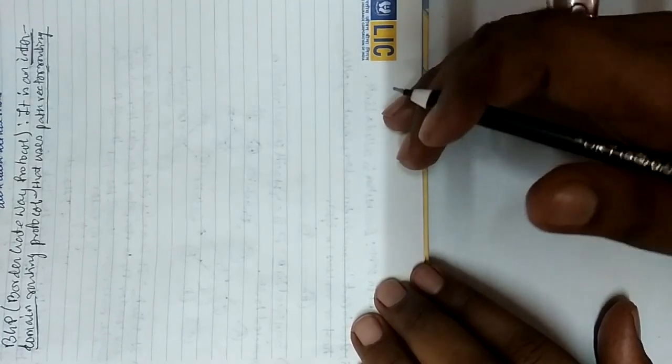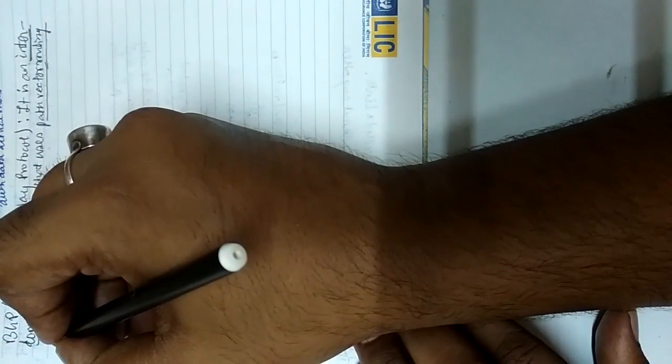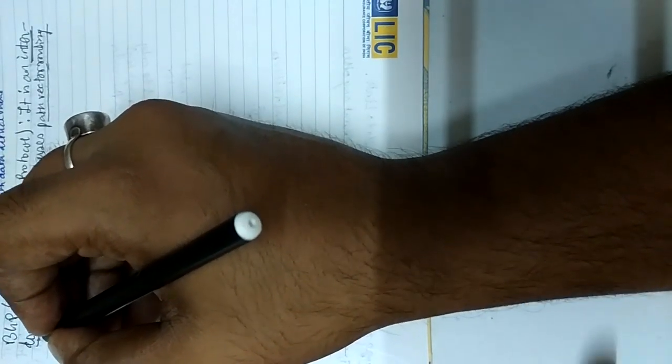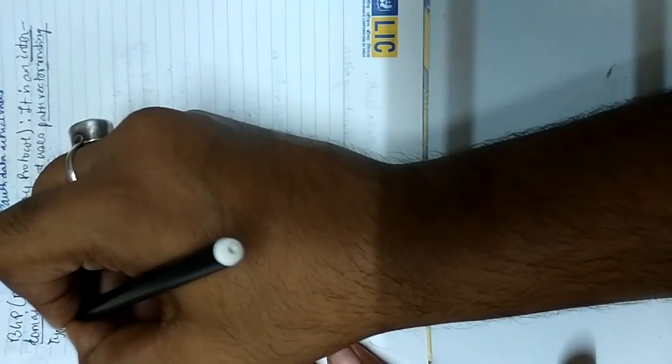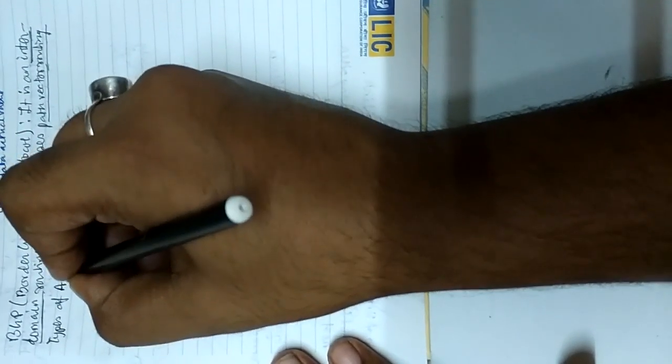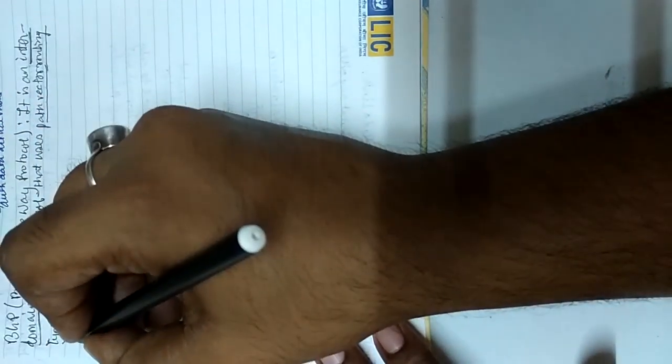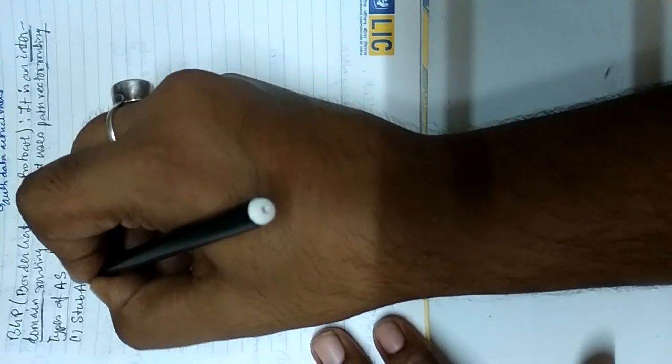Now we will learn what the types of autonomous system used in BGP are. I will write AS for autonomous system. So the first one is the stub autonomous system.